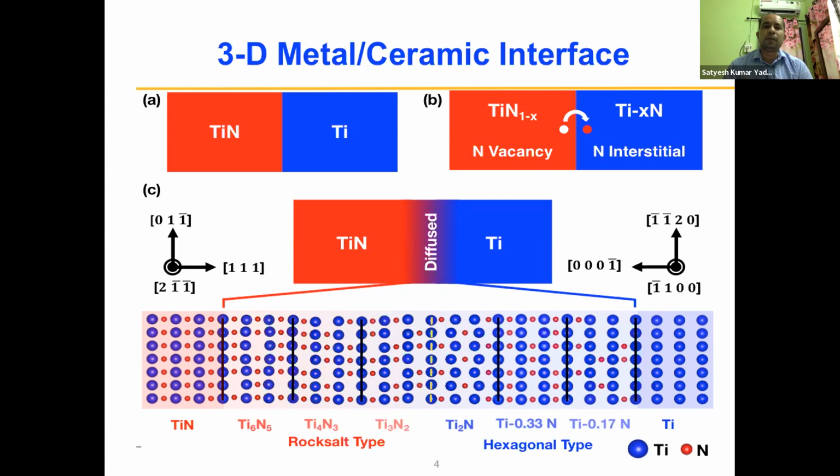So if I were to tell you that I deposited, or in the most straightforward comparison, if you had a titanium nitride and you stick a titanium right beside it, and you form an interface, you form a heterostructure. Now, titanium nitride being a stable compound and titanium being a metal, would you think that there would be a sharp interface, or is something else going to happen?